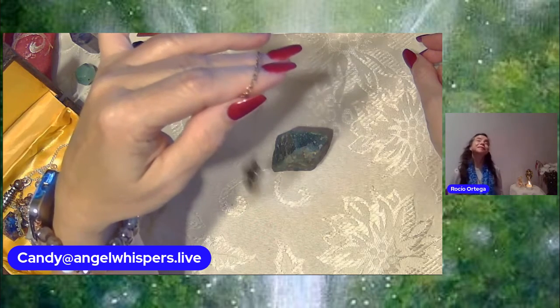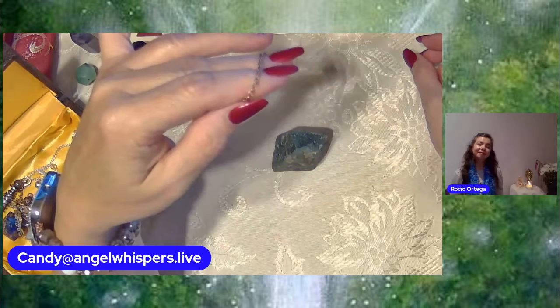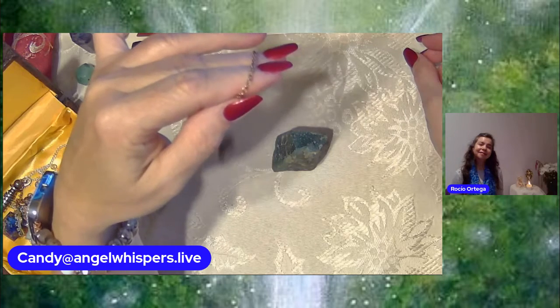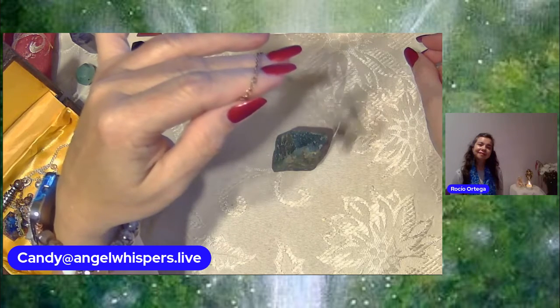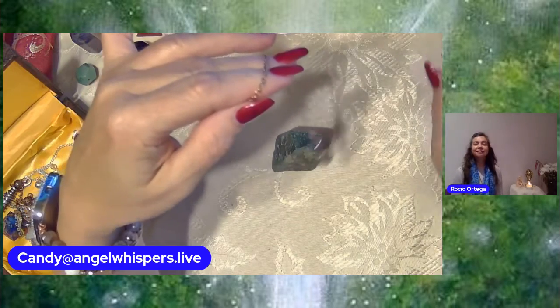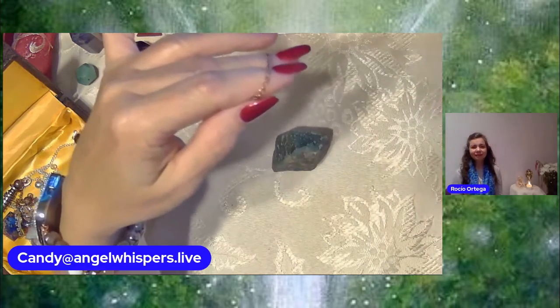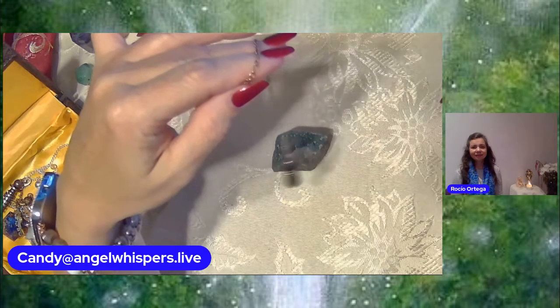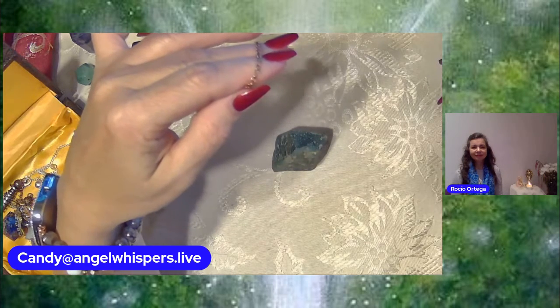Okay. And I should have mentioned it the first time, but I didn't, and I'll show you on the next one. The first time that I spun this pendulum, I was taking out the negative energy, and so the pendulum was going in a counterclockwise position. Most of the time it does that for me when it's removing something.